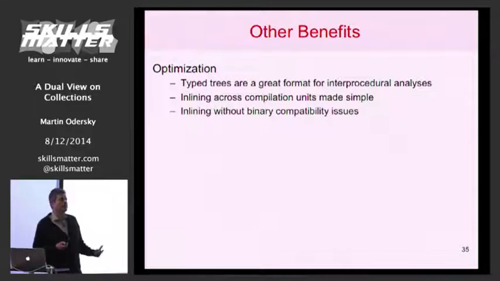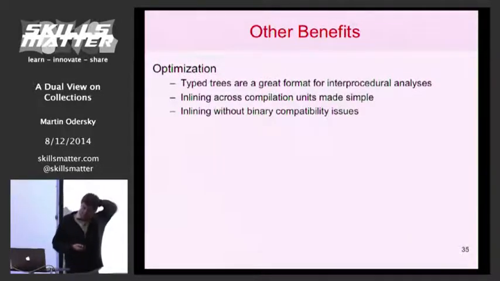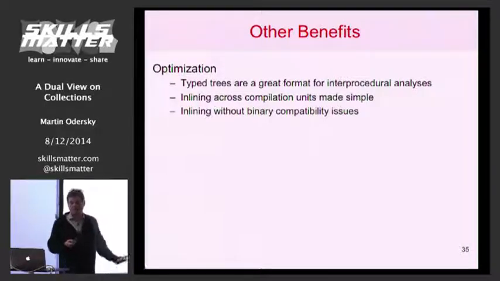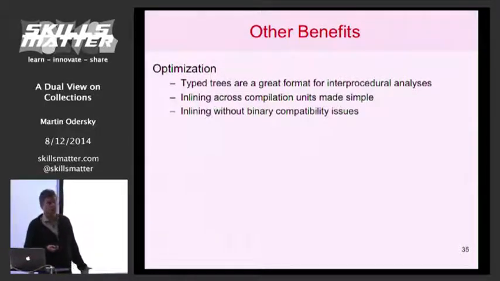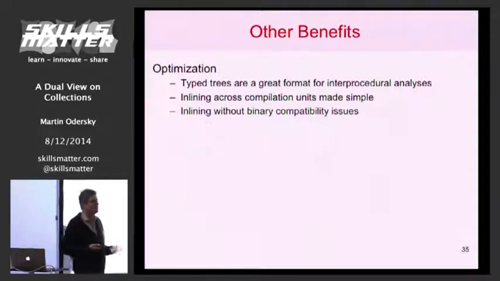Binary compatibility is one advantage of the scheme, but there are other benefits, quite significant ones, I would say. The first is optimization. Type trees are a great format for interprocedural analysis. That's precisely what you want for that. They're great for inlining. On this level, it's very easy to actually inline code, and you can inline without regrets.